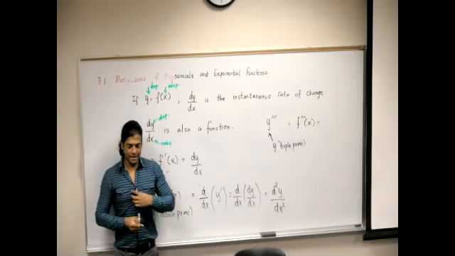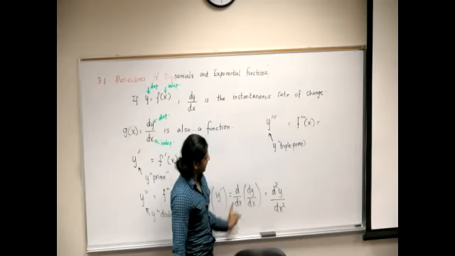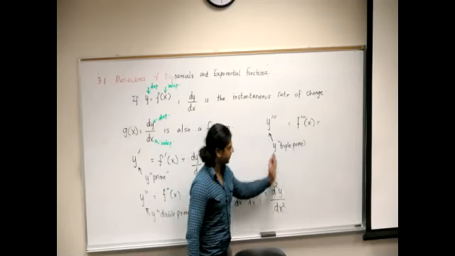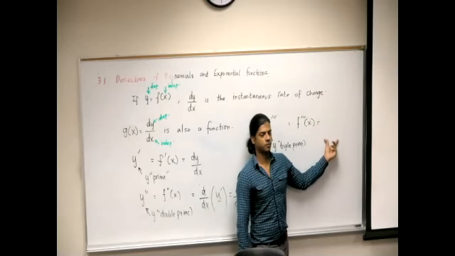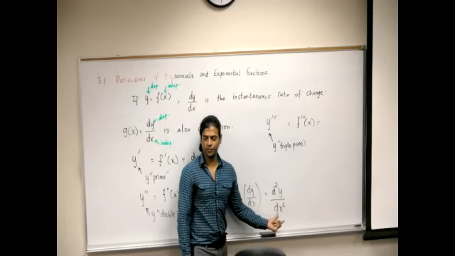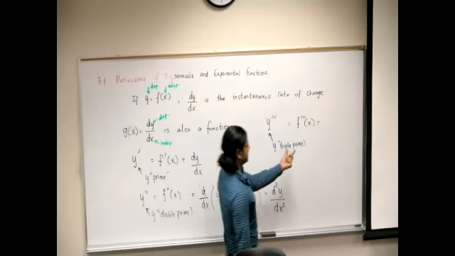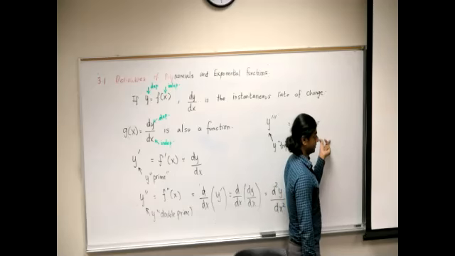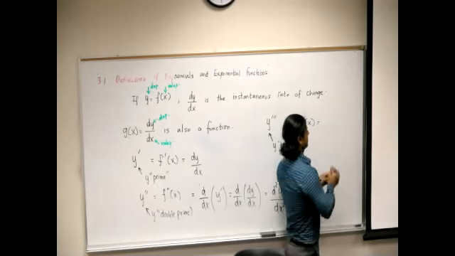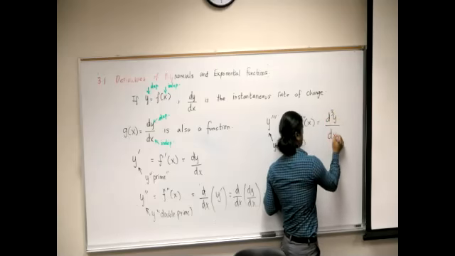But the idea is the same. I'm going to take d over dx of the second derivative. So in terms of the notation, what would we get? Here, it was d squared y over dx squared. There, it has to be d cubed y over dx cubed.